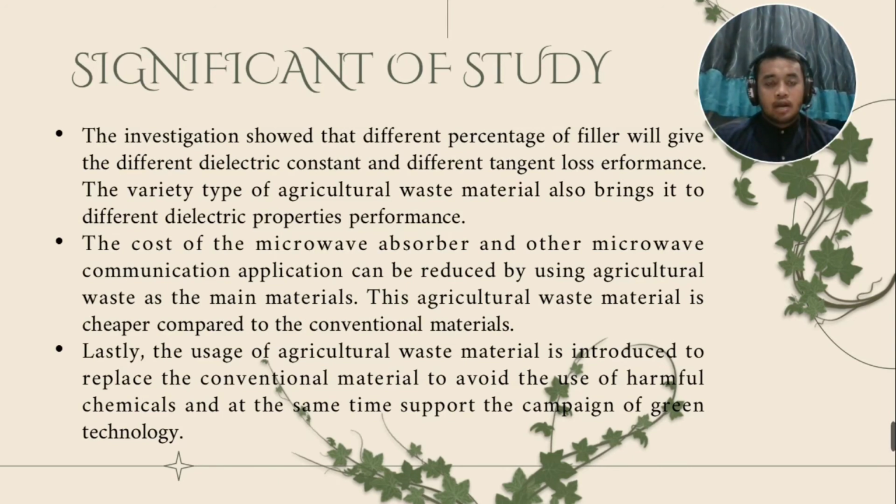Lastly, the use of agricultural waste material is introduced to replace the conventional material to avoid the use of harmful chemicals and at the same time support the campaign of green technology. Like I said before, we are using the agricultural waste material because we want to replace the conventional material, because the conventional material has chemicals and we also have to support the campaign of green technology.